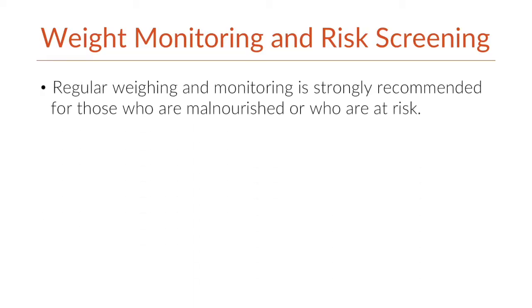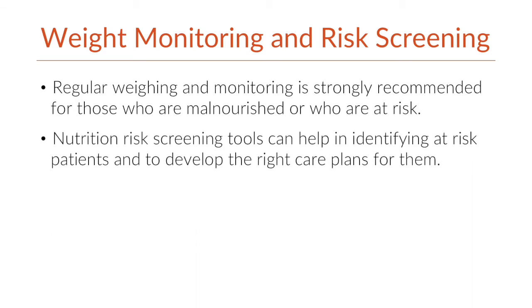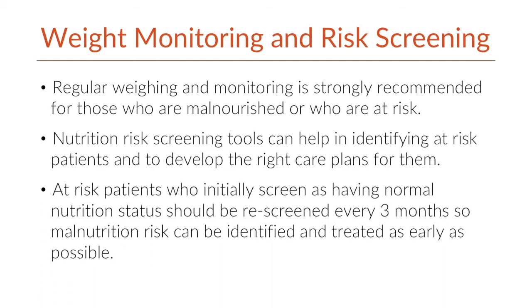Regular weighing and monitoring is strongly recommended for those who are malnourished or who are at risk of malnutrition. Make sure your scales are calibrated regularly so you can be certain that weights are accurate. Nutrition risk screening tools can help to identify at-risk patients and develop the right care plans for them. At-risk patients who initially screen as having normal nutrition status should be rescreened every 3 months, so malnutrition risk can be identified and treated as early as possible.